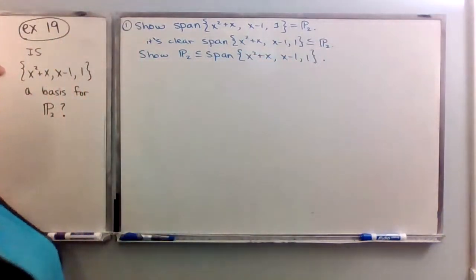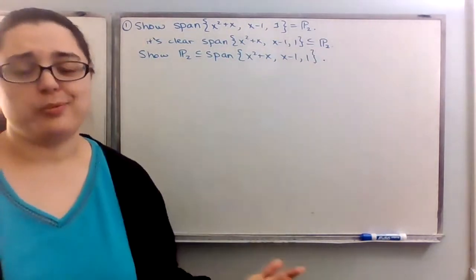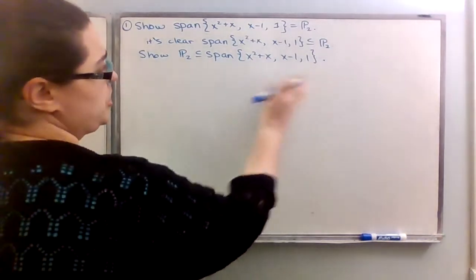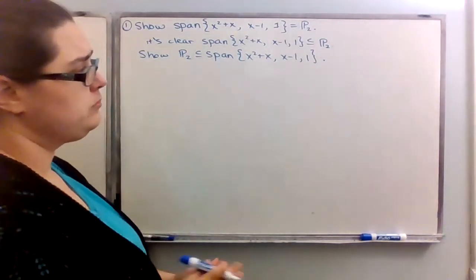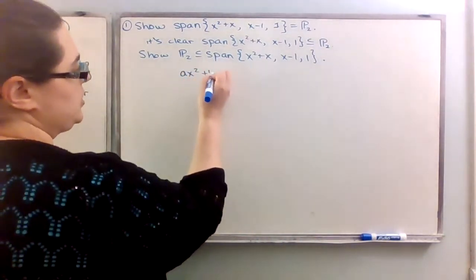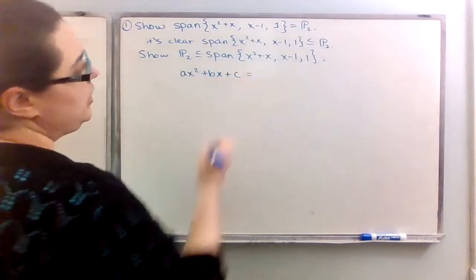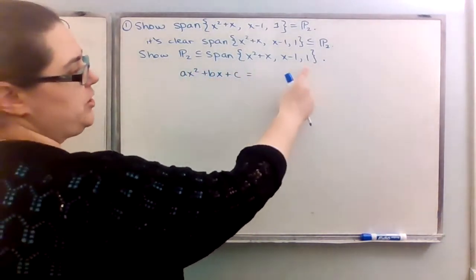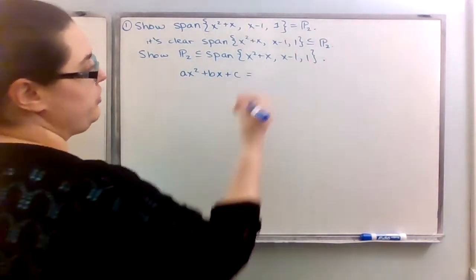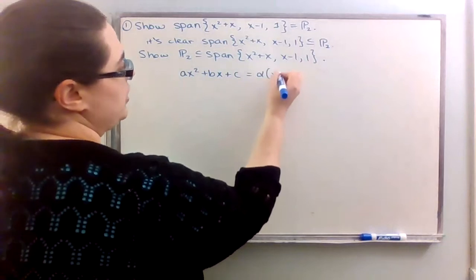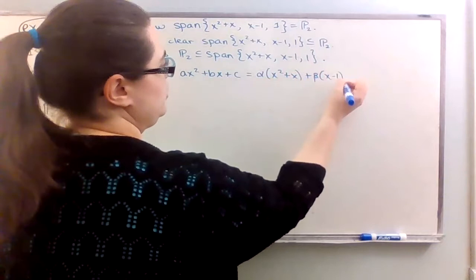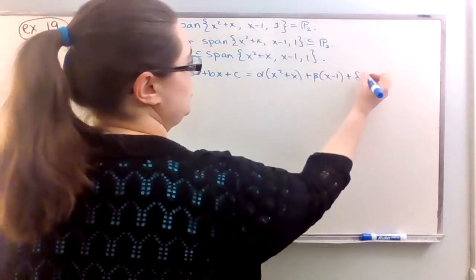There we go. So to do that, I'm going to start out with an arbitrary polynomial and see if I can write it as a linear combination of these vectors, right? So I've got ax squared plus bx plus c, and I'm trying to write that as a linear combination of these three. So to do that, I'm going to reach into the Greek alphabet for some coefficients. I'm going to use alpha(x squared plus x) plus beta(x minus 1) plus delta(1).